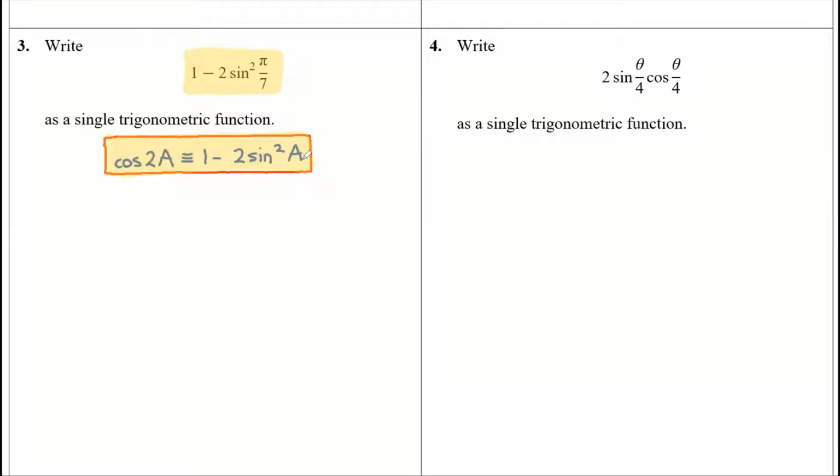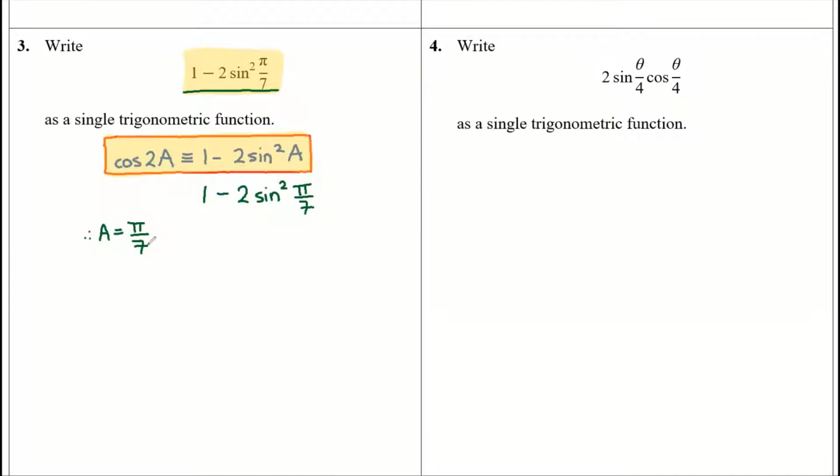So let's have a look what we've got. Well, it's the right hand side, isn't it? That's in the form we need. So in my identity in the question, I've got 1 subtract 2 sine squared pi over 7, like this. If I just match them up, essentially, we can now see that the A is worth pi over 7. Okay.